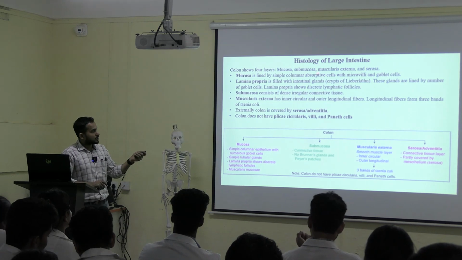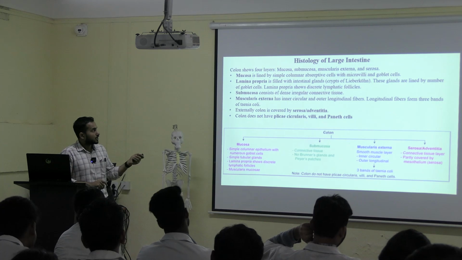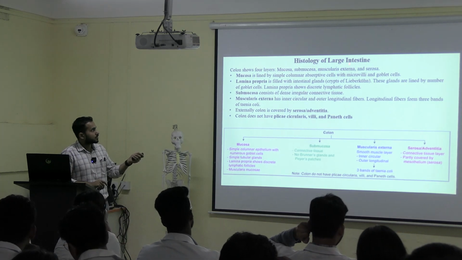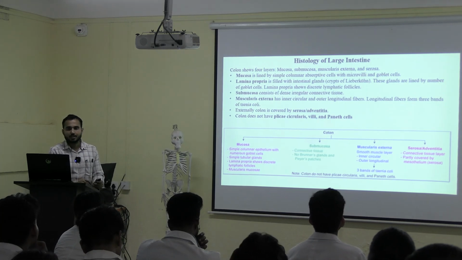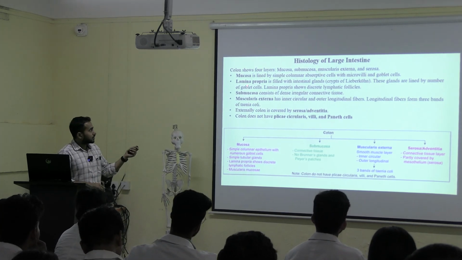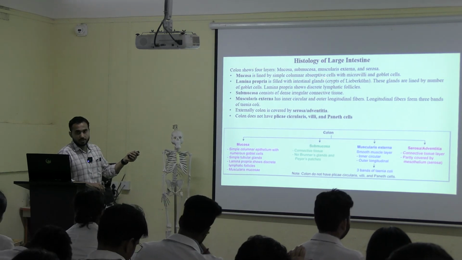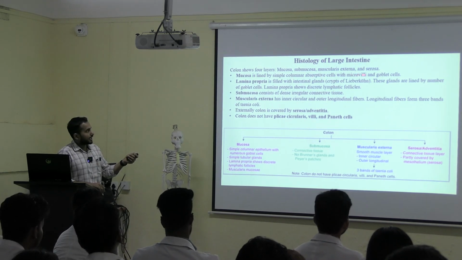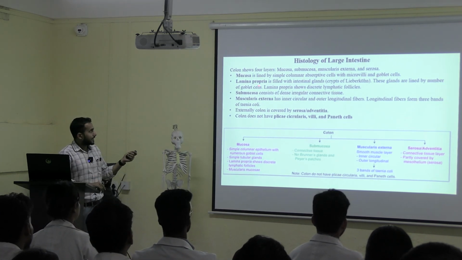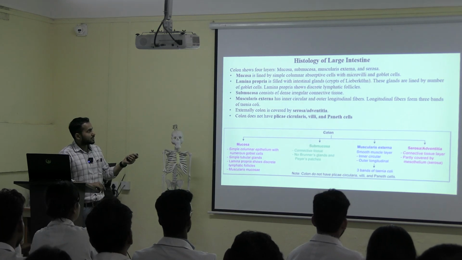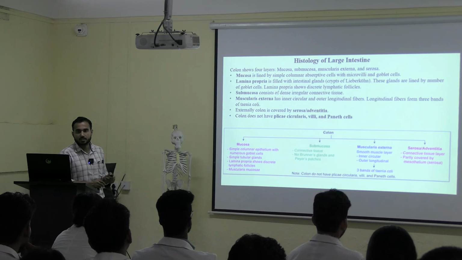So in the histology of the large intestine, we'll be considering the colon. If you take the example of the colon, all the layers are present: mucosa, submucosa, externa, and serosa. Some part it will be serosa, some part it will be adventitia. In case of mucosa, it is lined by the same simple columnar epithelium, which is absorptive in nature, having microvilli, and along with that goblet cells are there, same like the small intestine. Next, lamina propria is filled with intestinal glands, also called crypts of Lieberkühn. These glands are lined by goblet cells, mainly the mucus secreting cells.